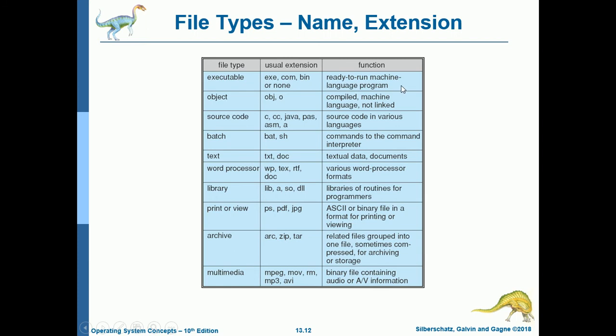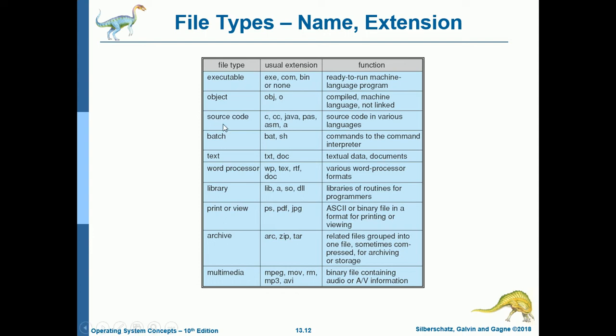The function of an executable is a ready-to-run machine language program. Next we have the object, with .obj and .o. These are compiled machine language, not linked. So .obj is produced, for example, in Turbo C. This is evident in Turbo C. If you compile your code, it will produce the .obj file of your source code.